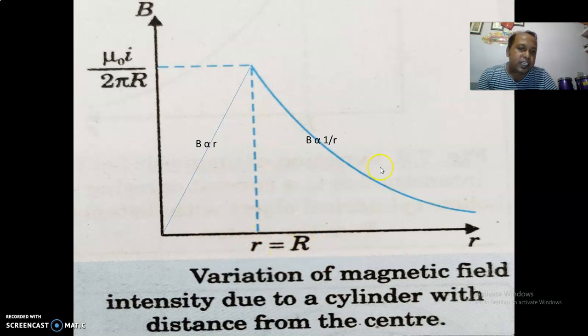And outside, where the value of small r is greater than capital R, that is, the point is outside the cylinder, at that time it decreases exponentially. B is inversely proportional to r. So we have a curve like this. At the point where the radius of the Amperian loop, small r, is equal to the actual radius of the cylinder, we get a constant value which is given by mu naught I by 2 pi capital R. Here nothing is variable, so this is a constant value. So I hope this is very clear to you.